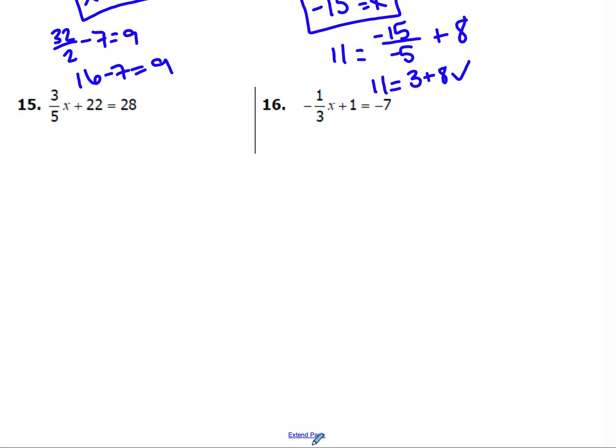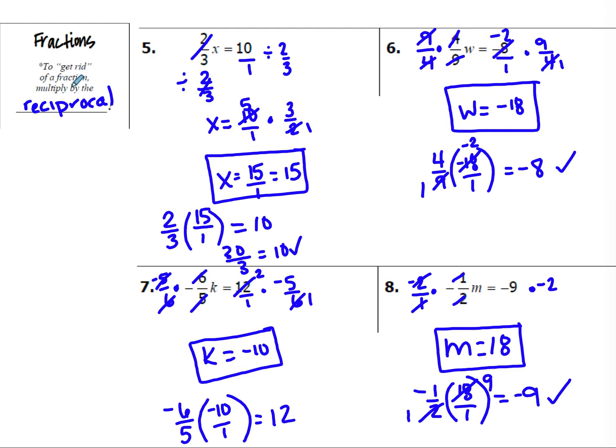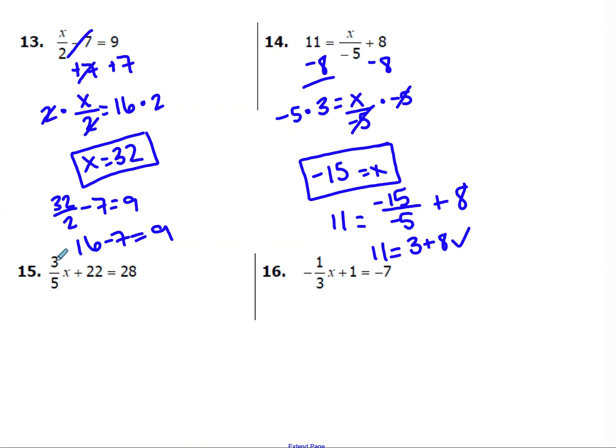All right, let's take a look at number 15. Here I have a fraction to cancel out. It's just like what we did here, multiply by the reciprocal when we have these fraction problems. 3/5 x plus 22 equals 28. I need to get rid of the addition first. I get rid of the plus 22 by subtracting 22. So 3/5 x equals 28 minus 22. That's going to be 6.